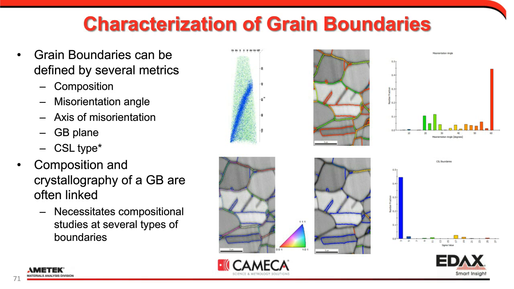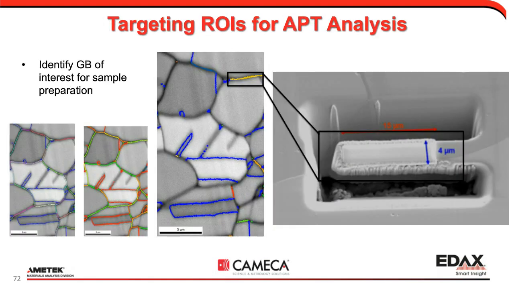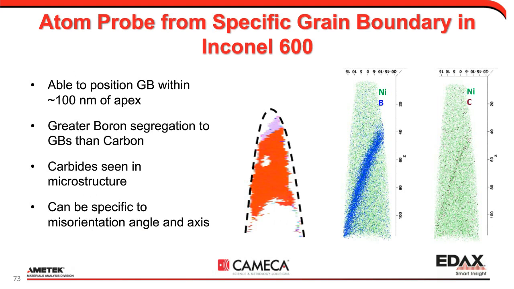So we can take a map like this that shows us where specific twin boundaries are in a nickel superalloy. We can go in now and target a specific boundary, use a focused ion beam instrument to make a lift out along the boundary, and then prepare an atom probe specimen along that specific boundary and do atom probe work. And so to do that, we need to put the boundary within about 100 nanometers of the tip apex, and then we can put it into the atom probe and extract the atoms.